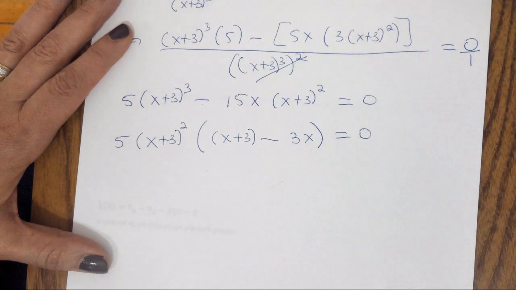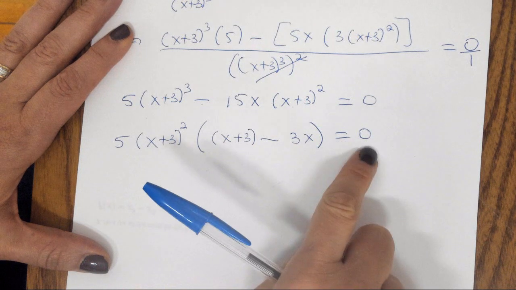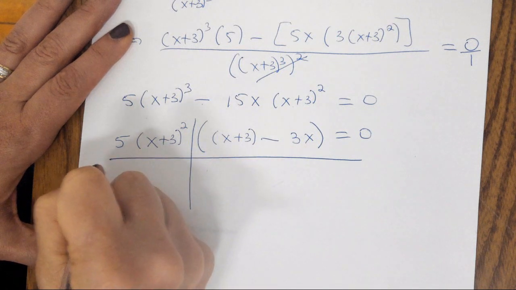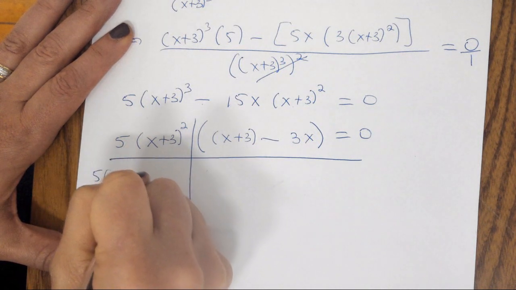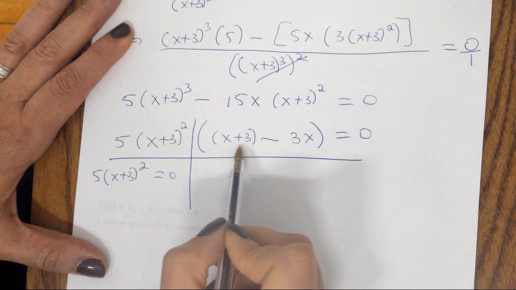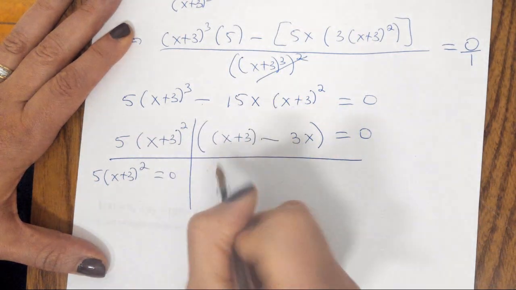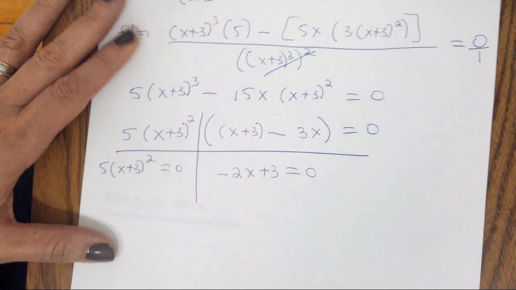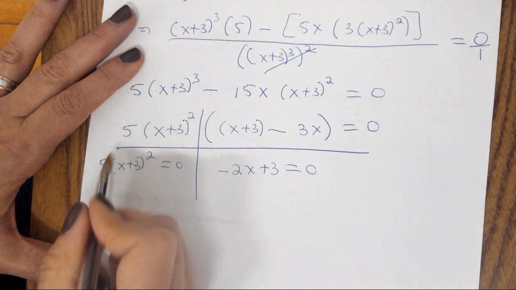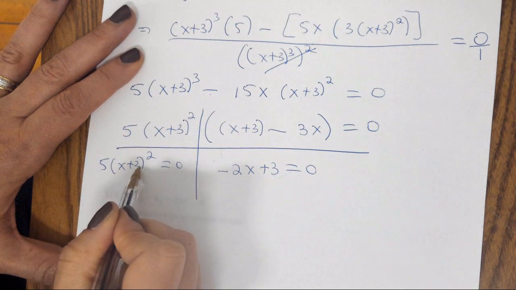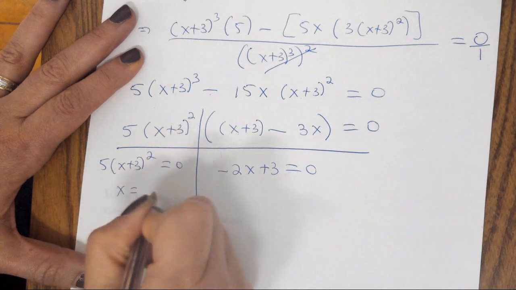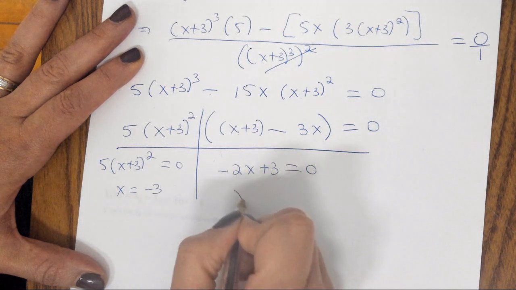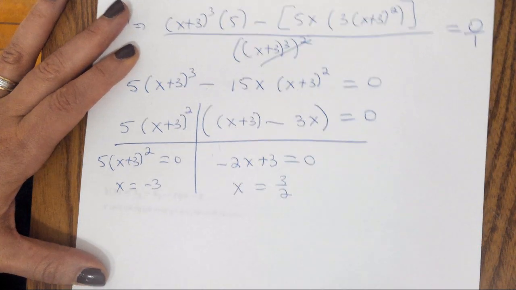And anytime I have a product, something times something equals 0, by the 0 rule, I can just tee this off. And so here I have 5 times x plus 3 squared equals 0. And in here I have x minus 3x, so that's negative 2x plus 3 equals 0. When I solve this, I can divide out my 5. I have x plus 3 twice equals 0, so therefore x just equals negative 3. And here I could subtract 3, divide by 2, so x equals 3/2.